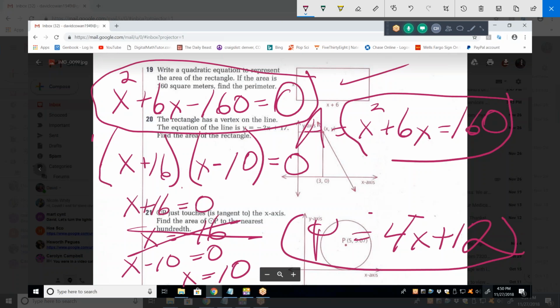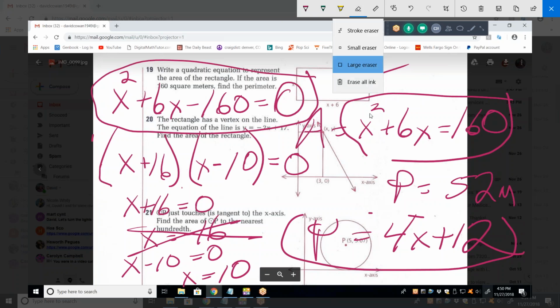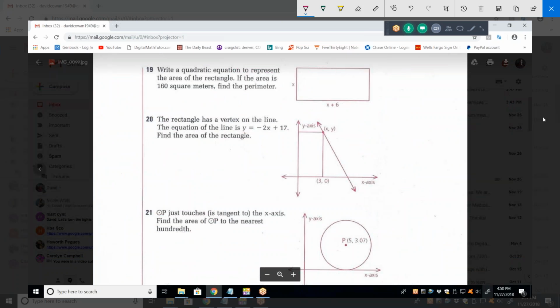So x equals 10, so what's the perimeter? 52 meters. Yeah. And I think that's the only way you really can solve that. And we've got a few minutes. Let me at least look at number 20 and see if we can solve it quickly.